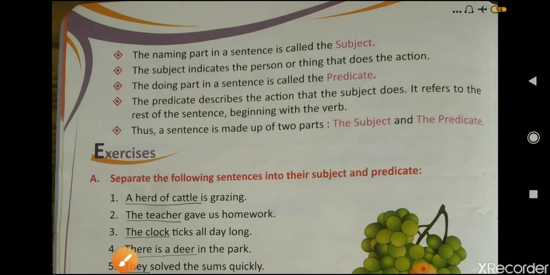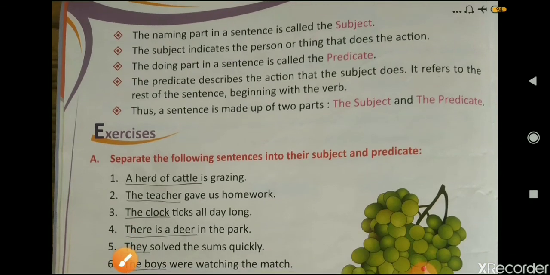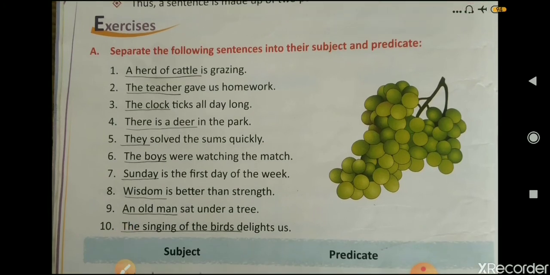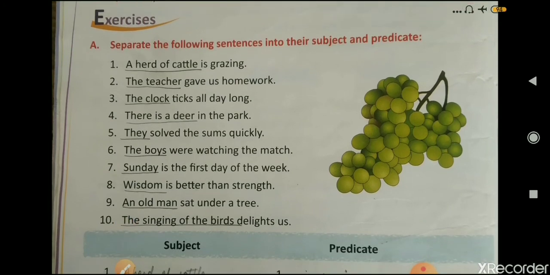Now this was the explanation of your lesson. Now we will do the exercises. So the first exercise is separate the following sentences into their subject and predicate. A herd of cattle is grazing.